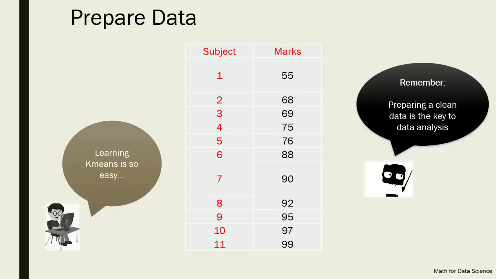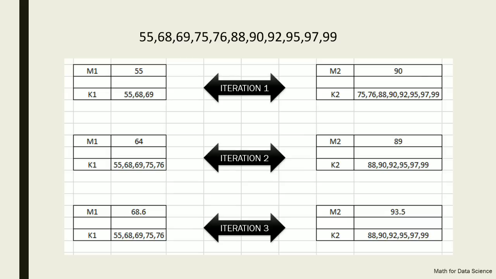Now, randomly, you can choose any centroid, whatever you want. This is a single feature and a single column, right? Firstly, I have chosen two centroids. I want my data to be divided into two parts: one is easy subjects and one is hard subjects. I have chosen the centroids as 55 and 90. I have also written the data set in the same slide for ease.